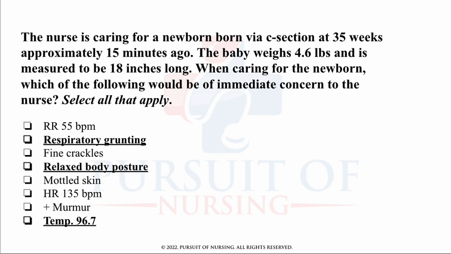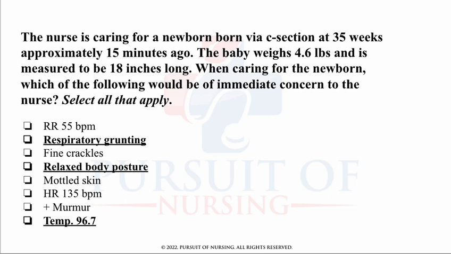All right, so respiratory grunting, relaxed body posture, and a temp of 96.7 are all concerning findings. So respiratory grunting could indicate respiratory distress and impaired gas exchange. A normal respiration rate is 40 to 60. Fine crackles are common and can be expected, but coarse crackles are abnormal and would be concerning if they were present. A mottled skin is normal. A relaxed body posture is concerning and could be the result of muscle atrophy, which could result in respiratory compromise.